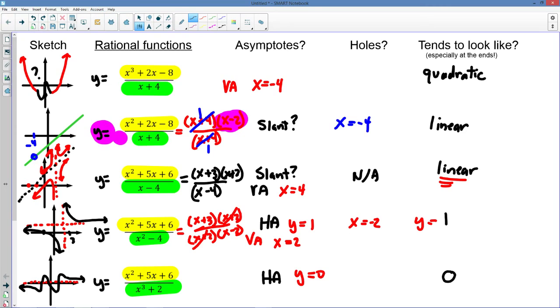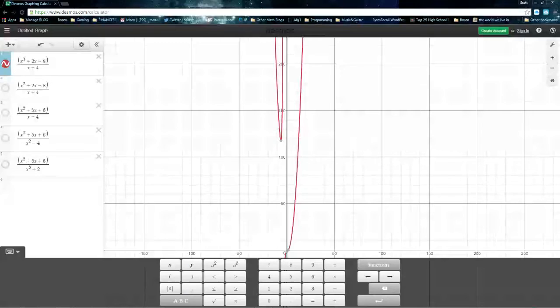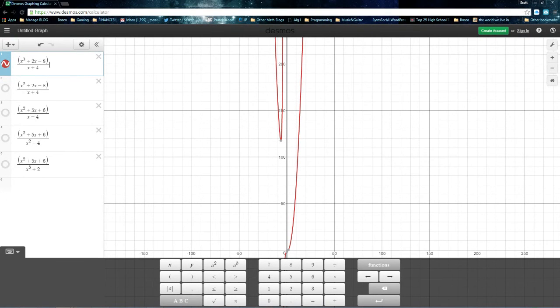So let's take a look in Desmos and see how accurate we were. We were predicting a parabola with some kind of funky stuff going on in the middle. Funky is an official math term, at least in my class. So let's, whoops, that's infinity there, sorry about that. Let's take a look. So here's the first graph, right? And you can see it's a pretty big graph, so you have to really zoom out far.